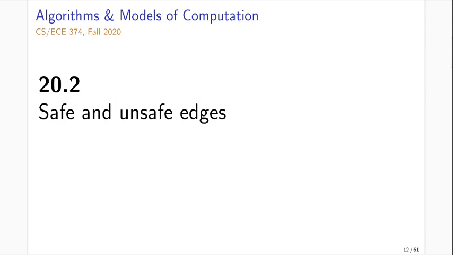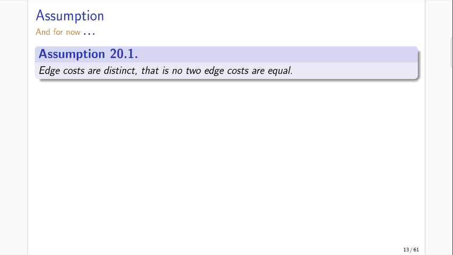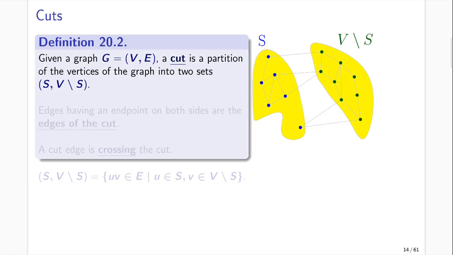So a key concept in thinking about MSTs turns out to be this concept of safe and unsafe edges. But first, in the following, we're going to assume that the weights of the edges are all distinct. This assumption is easy to remove, as we will see later on. And a key concept that we need is this concept of a cut.